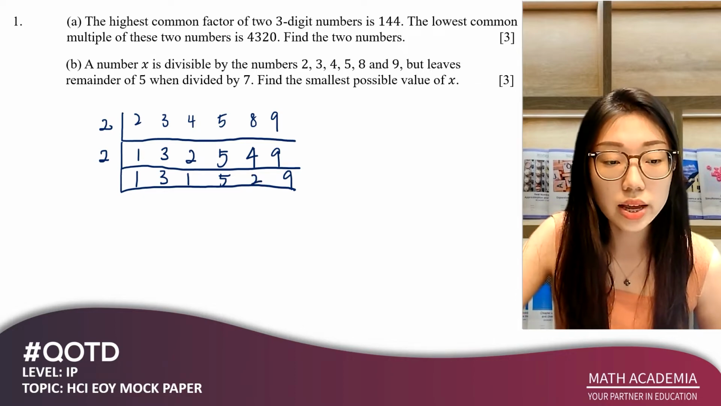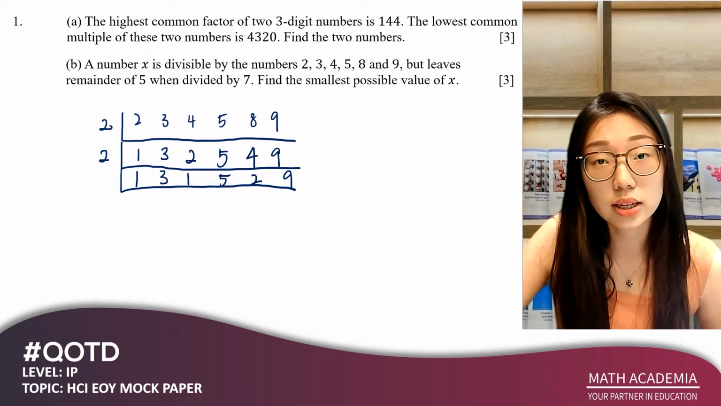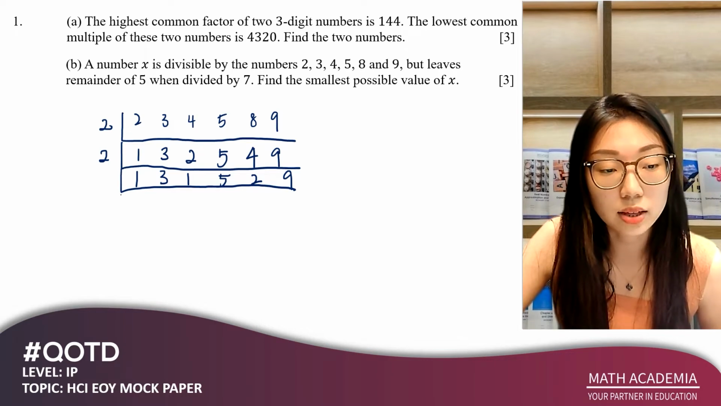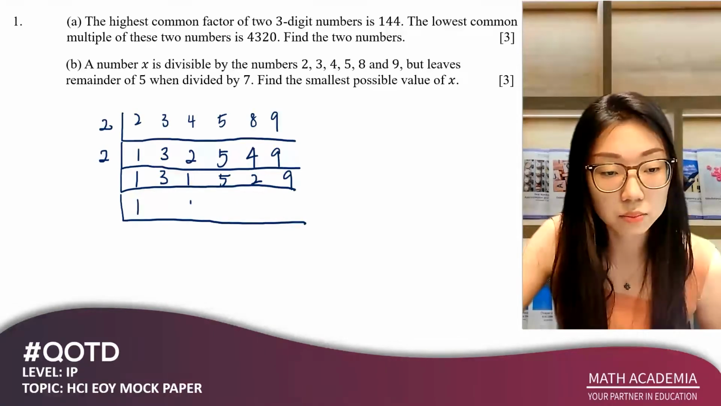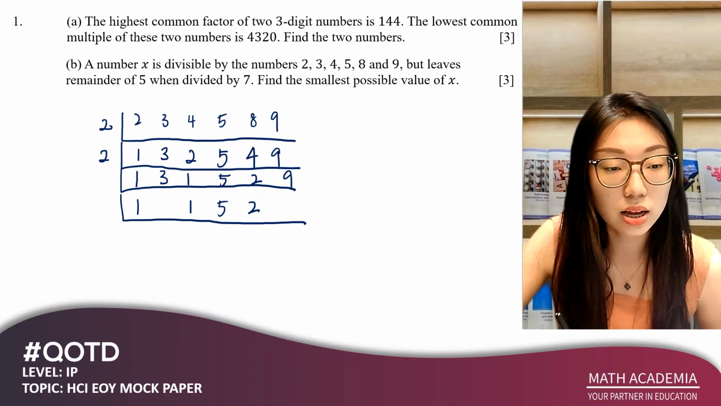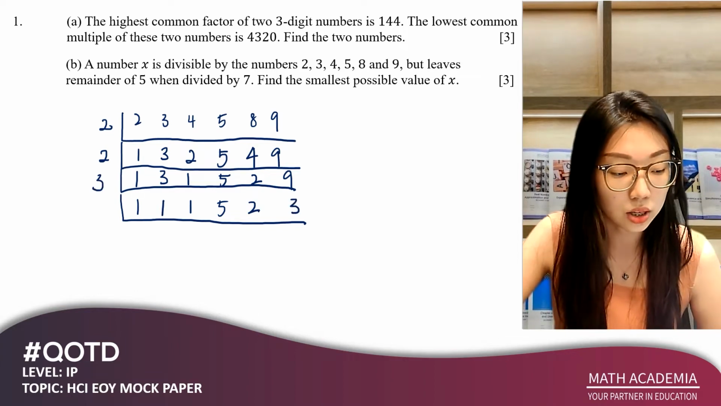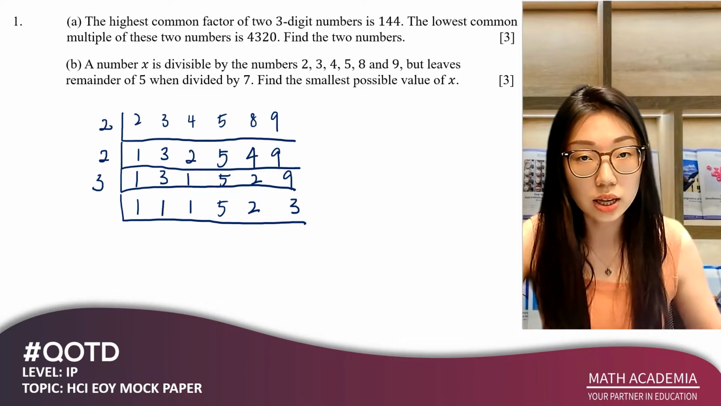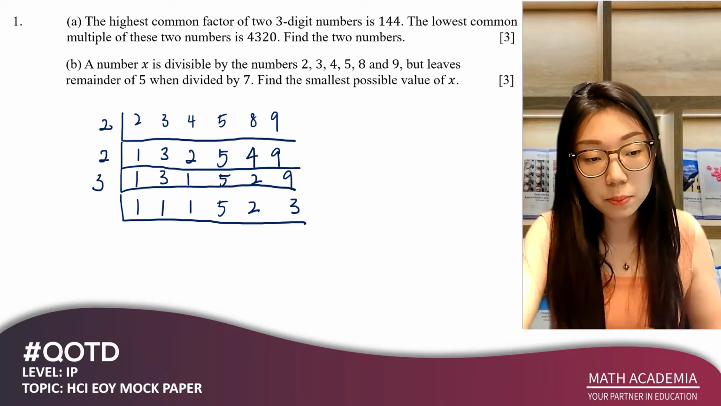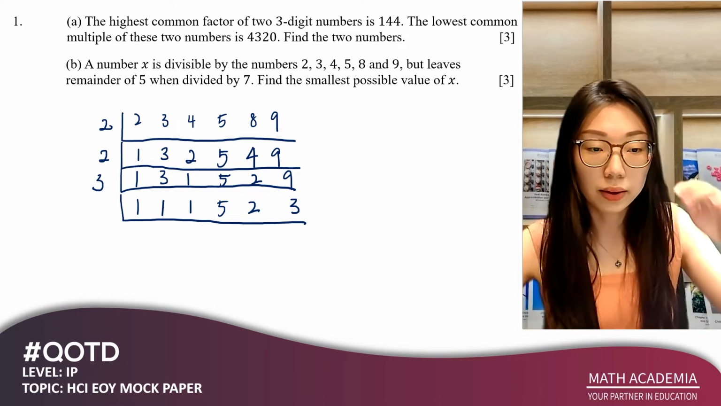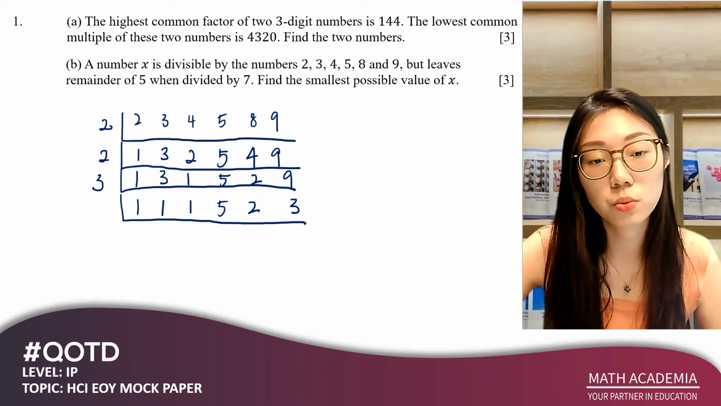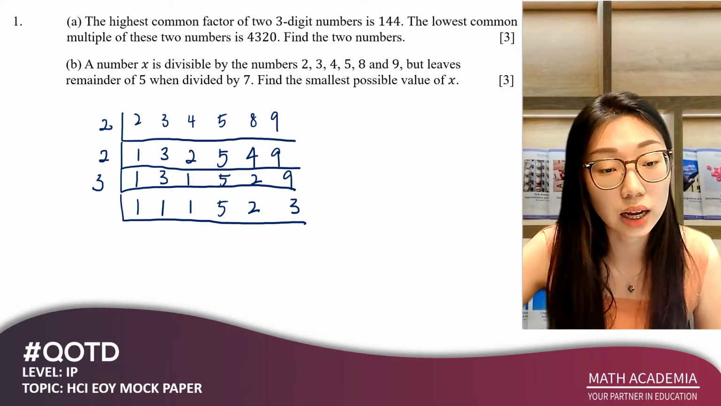Next, let's look at 3 and 9. Both of them are divisible by 3, right? For the rest of the numbers, I will just copy them down. For 3 and 9, I will divide them by 3. I would have 1 and 3 respectively. With these numbers, when I multiply them together, I would have the lowest common multiple of 2, 3, 4, 5, 8, and 9.